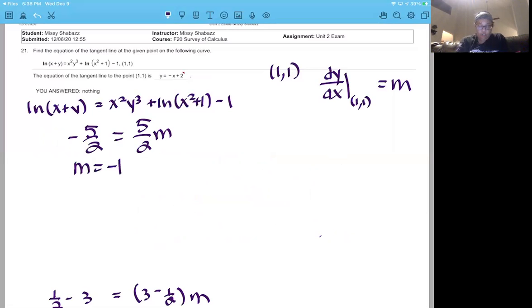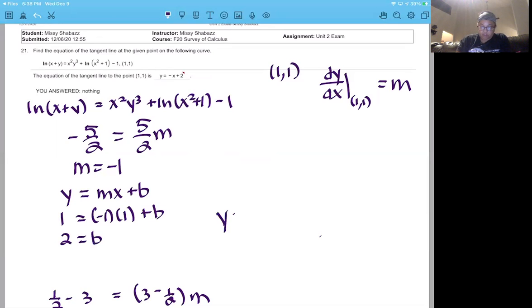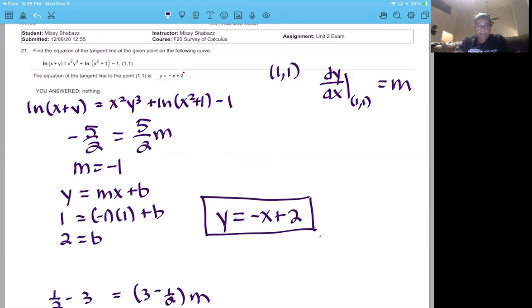All right, and I'm going to plug into y equals mx plus b to find my y-intercept. So 1 equals negative 1 times 1 plus b. So 2 equals b. So the equation of my tangent line is y equals negative x plus 2. And that's it.